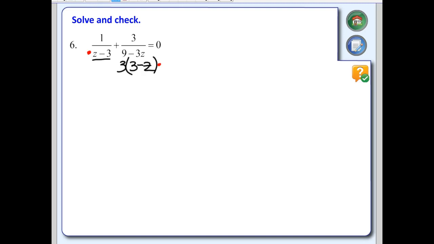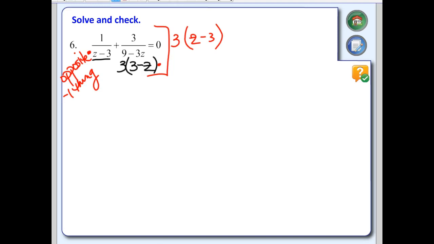Yes, those are opposites. But in order to take care of opposites, how do we take care of opposites when we deal with them? Yeah, nice. Remember that -1 thing. So that means that my common denominator that we're going to multiply everything by is going to be 3 times z minus 3.